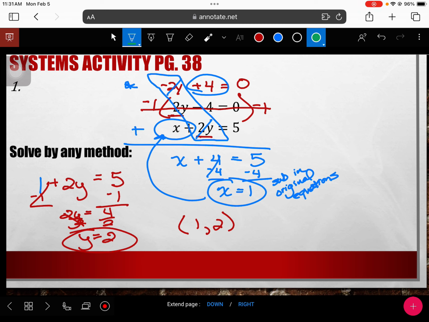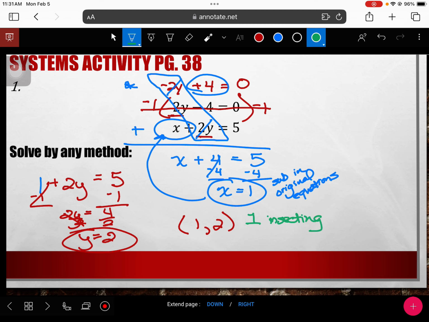Excuse me. So what does this one solution tell me? What does this tell me about my lines? What kind of lines are they? They are some nice lines. Yes, they are nice lines.